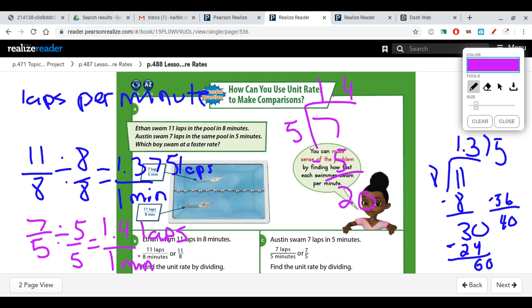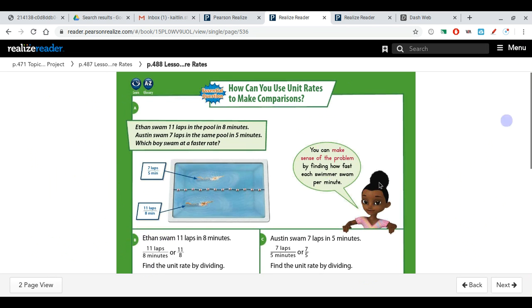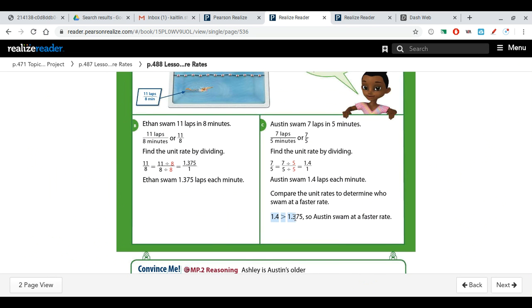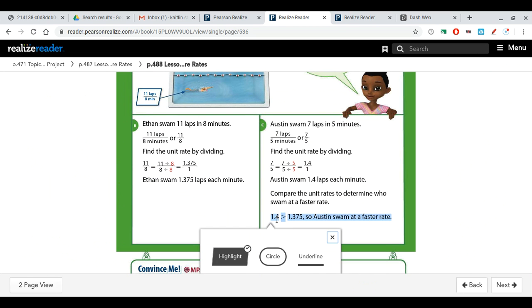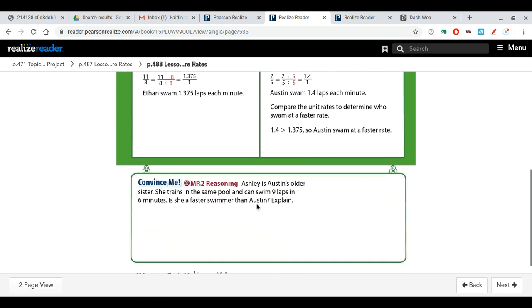And now I compare. I'm looking at my unit rates to do those comparisons. 1.4 laps is a faster rate than 1.375. So Austin swam at a faster rate. And you'll notice that in the example, they actually do the comparison of 1 and 4 tenths is greater than 1 and 375 thousandths. So Austin swam at that faster rate.